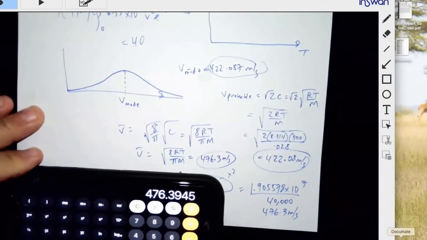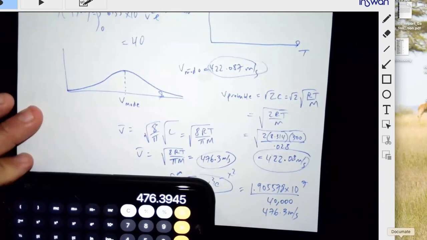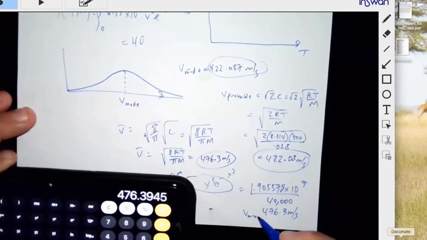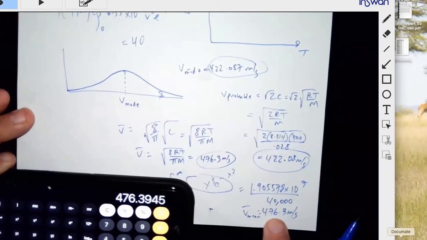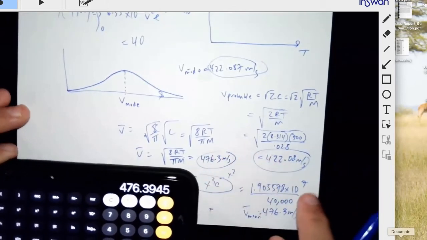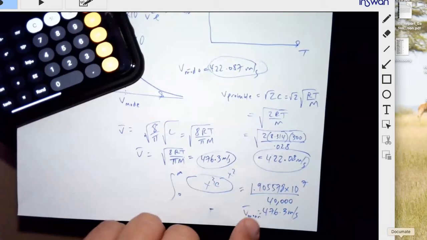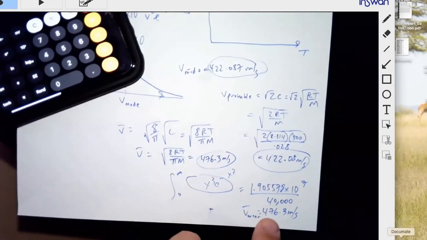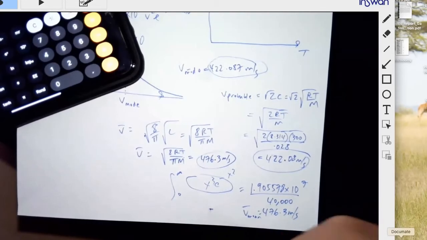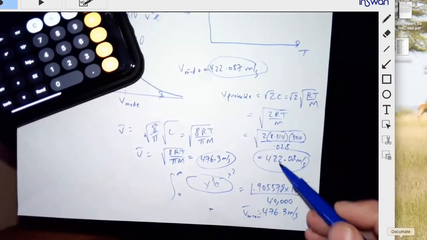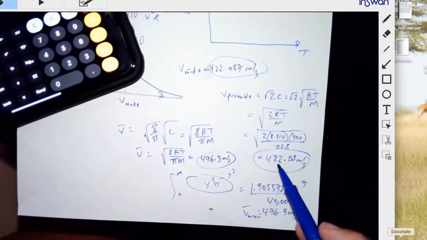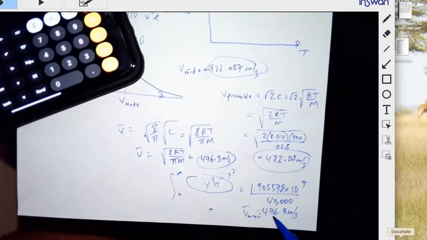You see how it shifted to the right. So this is the mean velocity, also known as average velocity. It's larger than the mode. So in other words, even though the most number of particles are going at 422, on the average, molecules are moving at 476. But physically, which one is temperature connected to? Is temperature connected more to probable velocity or to mean velocity?